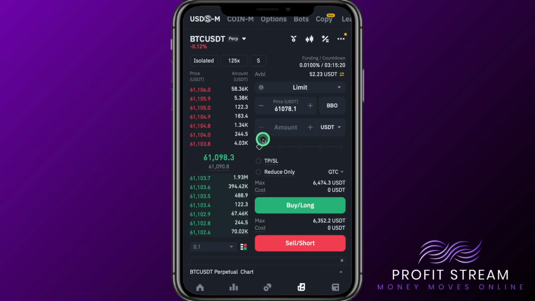Now, a quick overview of the page. Here you have your trading pairs. Next to it, you have a thing called perp. This is short for perpetuals.